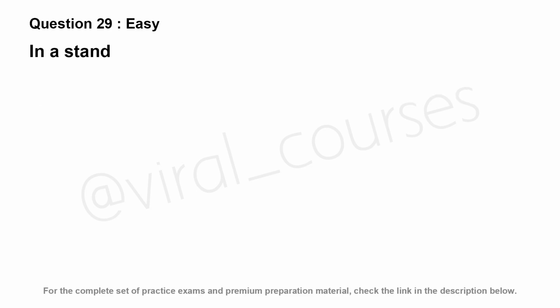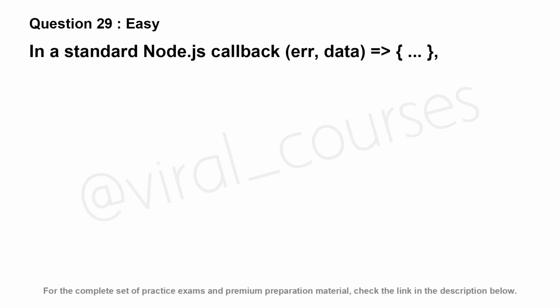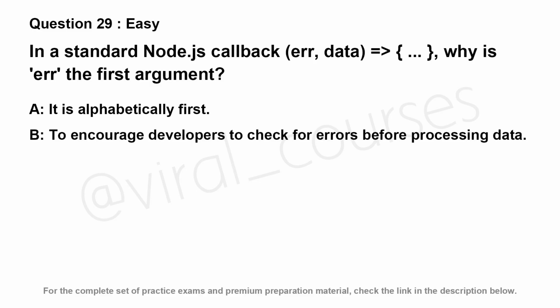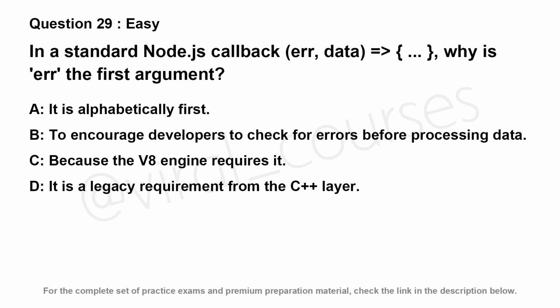In a standard Node.js callback, (err, data) => ..., why is err the first argument? Option A, it is alphabetically first. Option B, to encourage developers to check for errors before processing data. Option C, because the V8 engine requires it. Option D, it is a legacy requirement from the C++ layer.